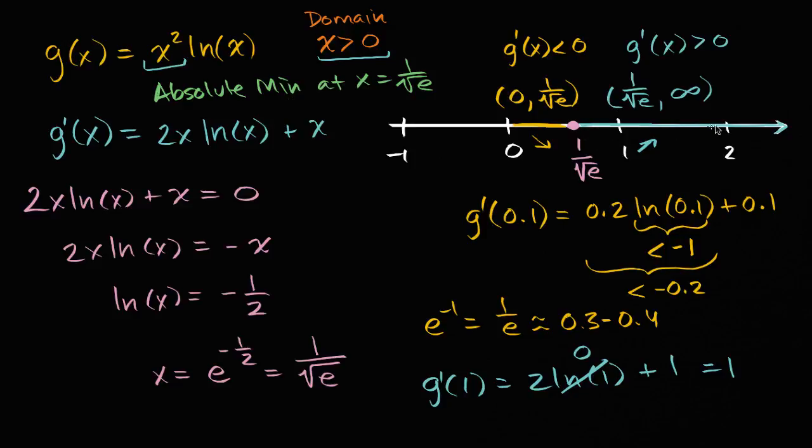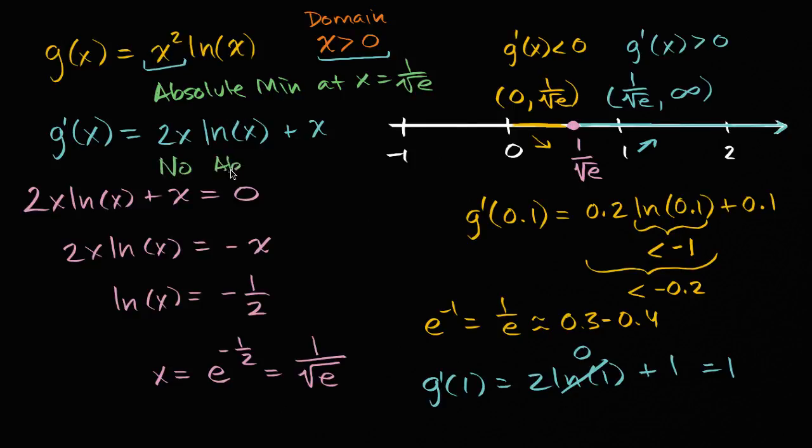As we get above 1 over the square root of e, we know that our function just keeps on increasing and increasing forever. You could look at even this: x squared is just going to get unbounded towards infinity, and natural log of x is going to grow slower than x squared, but it's still going to go unbounded towards infinity. So there's no absolute maximum.